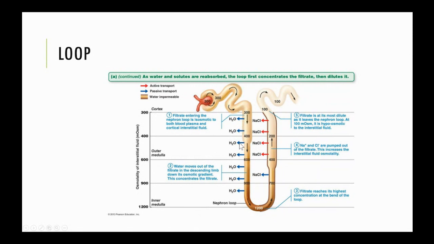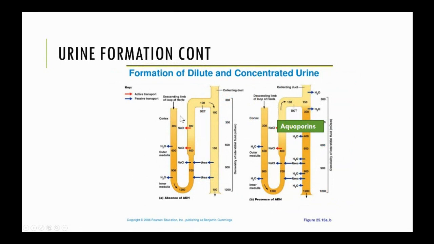And then what's going to happen is that the water is going to move out of the filtrate in the descending limb, and it's going to move down the osmotic gradient, and that's going to concentrate the filtrate inside the loop. The filtrate is going to reach its highest concentration at the bend in the loop, and then the sodium chloride are going to be pumped out of the filtrate. That's going to increase the interstitial fluid osmolarity. And then the filtrate is at its most dilute as it leaves the nephron loop at about 100 milliosmoles. It's hypoosmotic to the interstitial fluid. So here we can see this formation of the dilute and the concentrated urine.